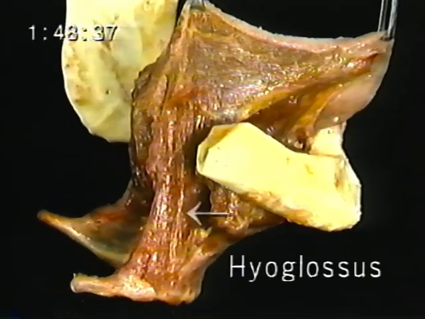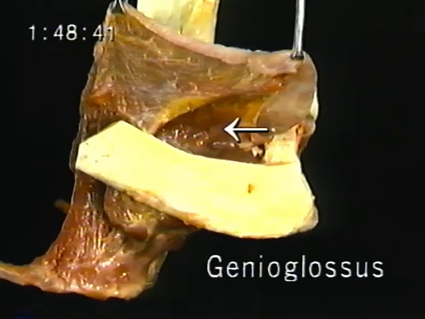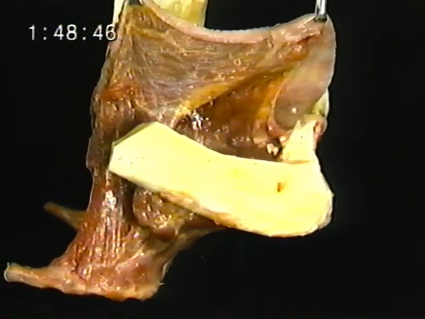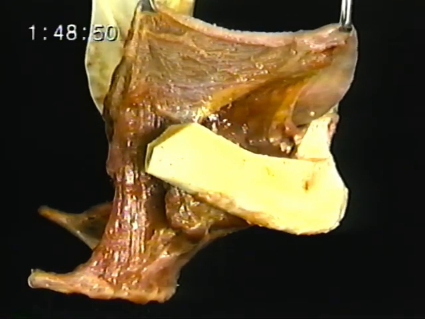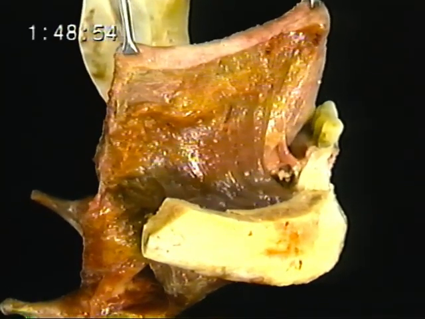Here are the hyoglossus and genioglossus muscles, which together form the root of the tongue. To see the full extent of genioglossus, we'll remove hyoglossus for a moment. All this is genioglossus.